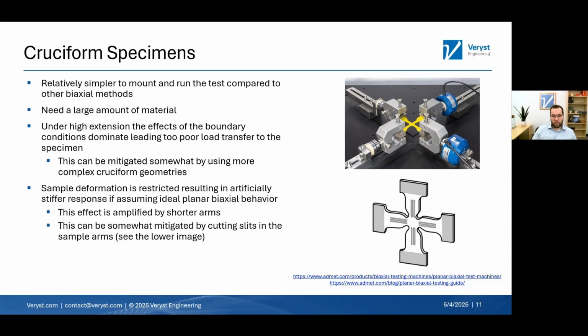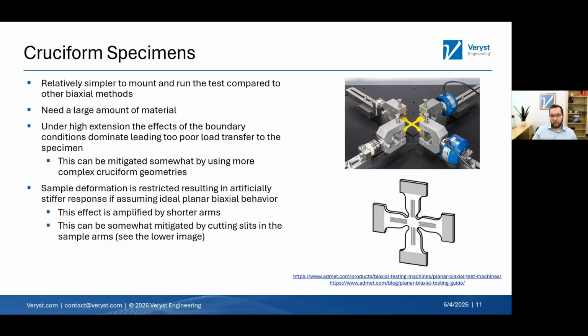Sample deformation is restricted in this test compared to an ideal biaxial test, and that basically results in artificially stiffer behavior. So if you calibrate a constitutive model to this and assume ideal planar biaxial conditions, where you have an analytical solution that you're calibrating to, you will generate a stiffer constitutive model than is in reality because of the constricting of the sample and this artificial stiffening effect.